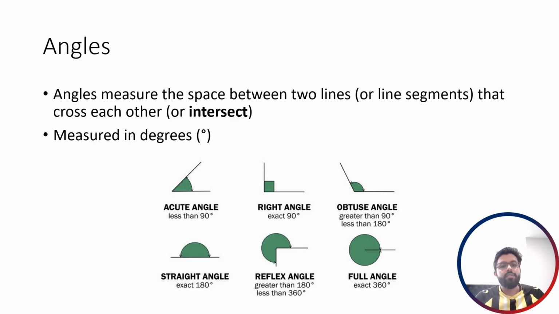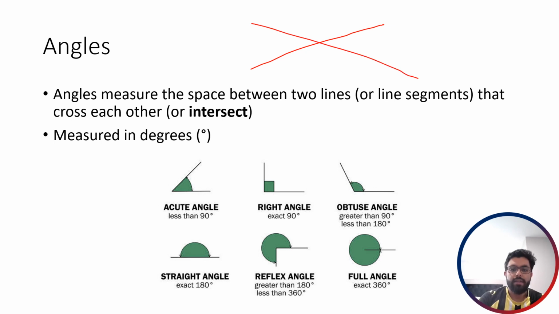So angles are a measurement of the space between two lines or two line segments that cross each other, or the fancy word for that is intersect. So if you have one line like this and another line like that, then here you've actually got four different angles. You've got an angle here, you've got an angle here, you've got an angle here, and you've got an angle here.